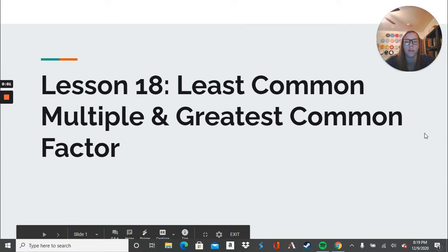Hey, sixth graders, we are nearing the end of our unit in math. Today we're looking at least common multiple and greatest common factor.